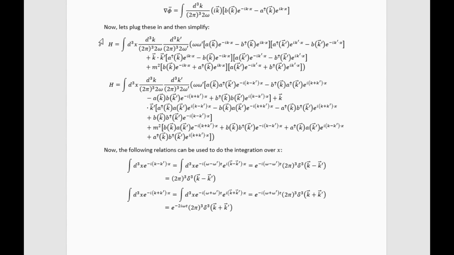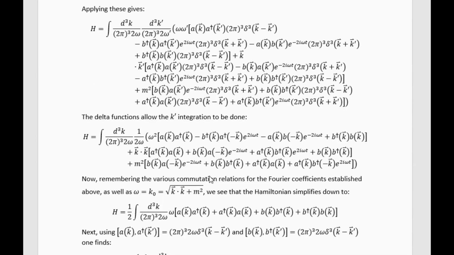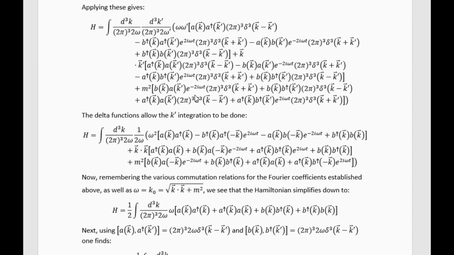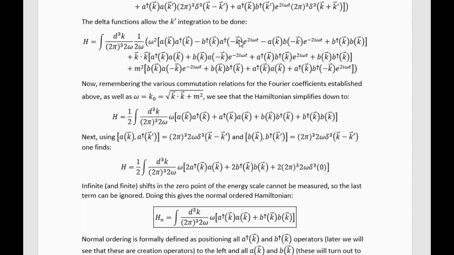So the first thing we can do is multiply out all these products and then combine the exponentials. Then we can split up the exponentials in a different way to make doing these integrals easier. Now we can apply these integral relations to do the x integration, which gives us this messy result. Then we can use the delta functions to do the k prime integration, which causes it to simplify down. Also, I canceled the 2 pi cubed in here because there's one in the numerator and the denominator.